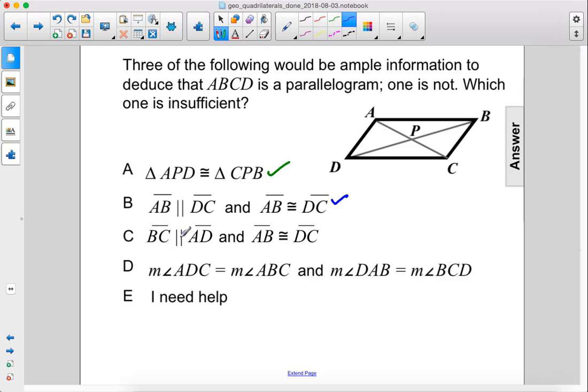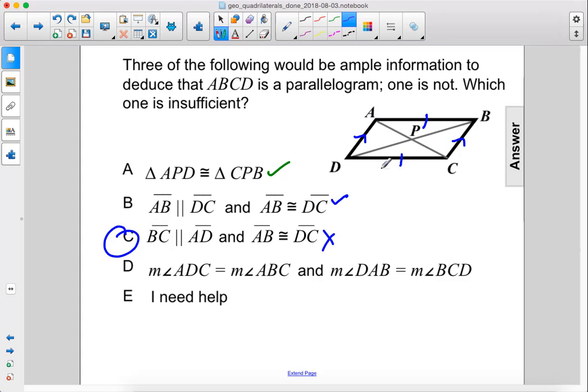Okay. BC is parallel to AD, and AB is congruent to DC. This is not enough information because we could come up with another example of a quadrilateral with this information that's not a parallelogram. So for example, these are parallel, these are congruent.